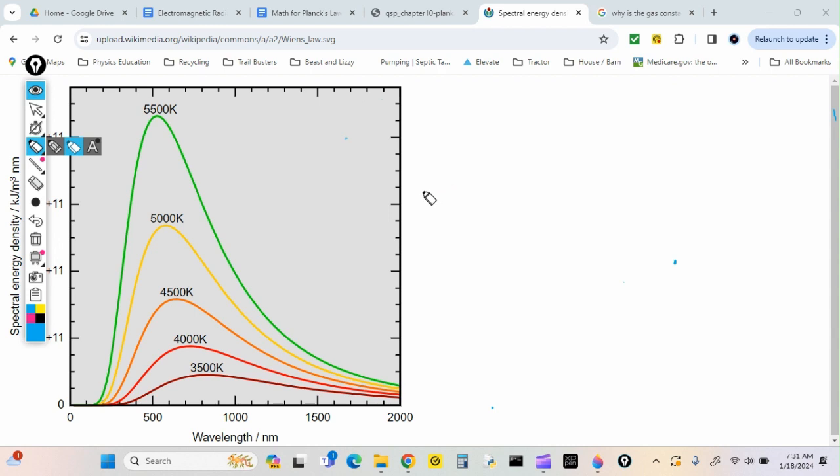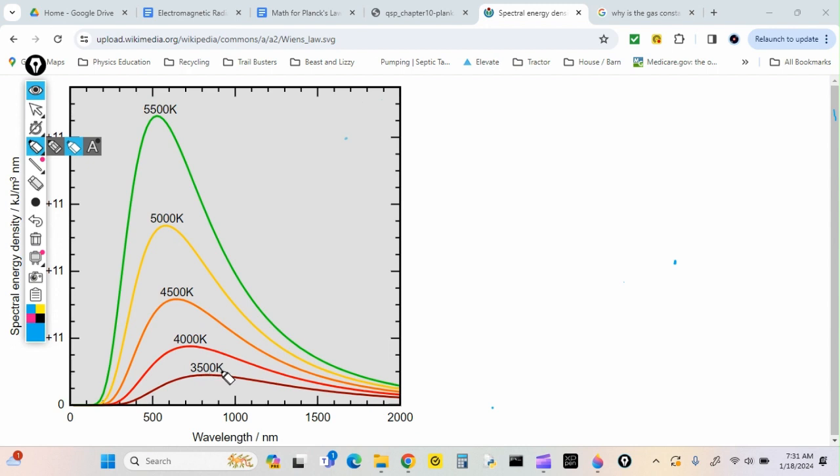And I'm going to do these in one video after another that shows these different items. So hang on, let's see if it works out. Okay, we're going to start with Wien's law. And you'll notice here that we've got these different plots, and they're labeled 5500K, 5000K, 4500K, 4000K, 3500K.